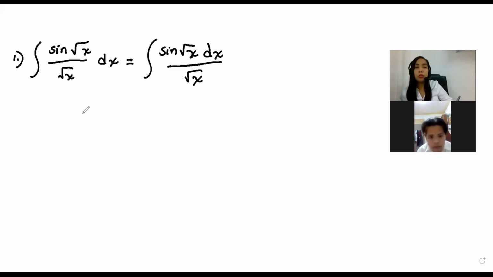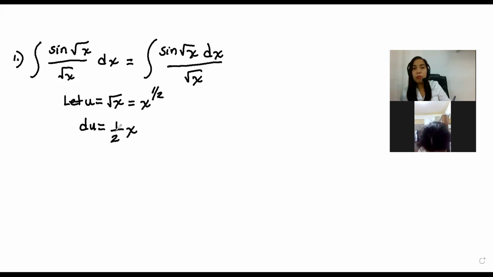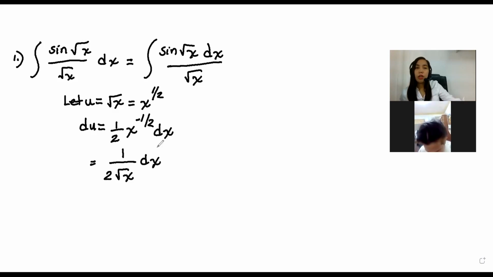Using substitution rule, we let u be equal to square root of x, which is the same with x raised to 1/2. Get the derivative of u. Derivative of x raised to 1/2 is 1/2 x. Bababa ang exponent, magiging base 1/2 x to the 1/2 minus 1, it's negative 1/2. Or this is just the same with 1 over 2 square root of x. So du equals dx over 2 square root of x.